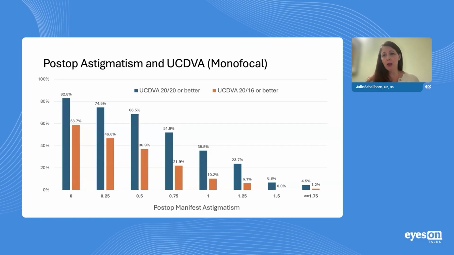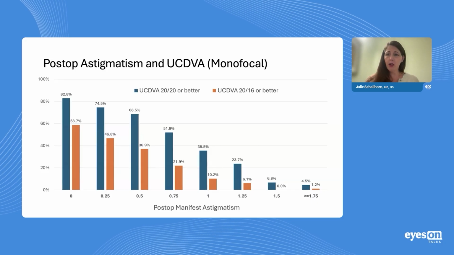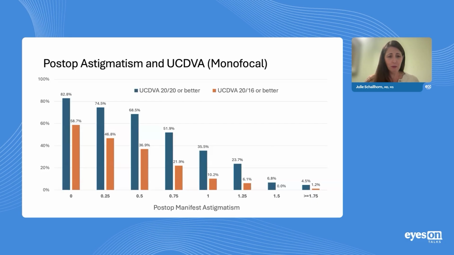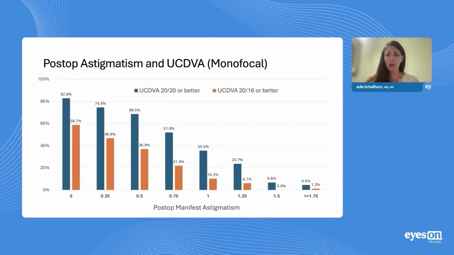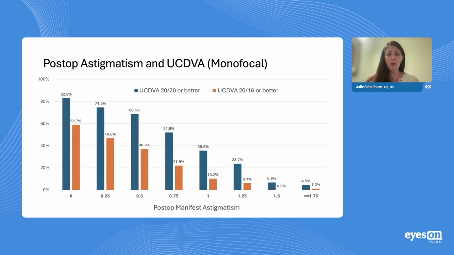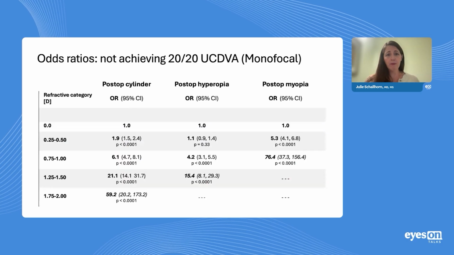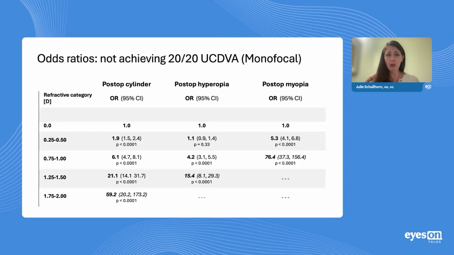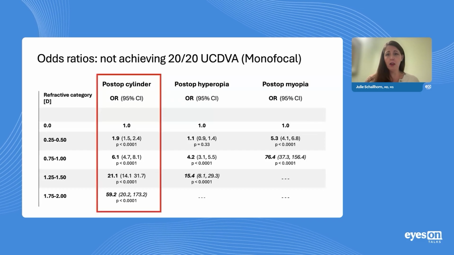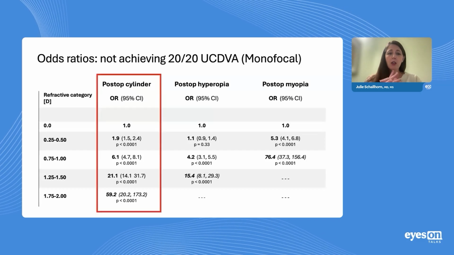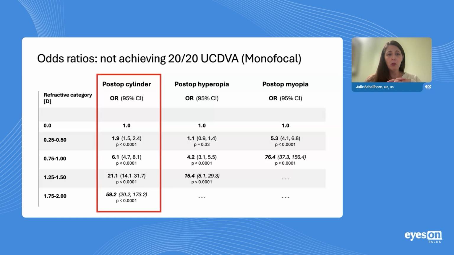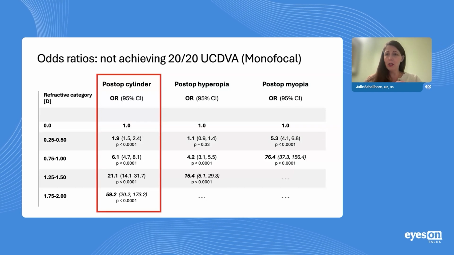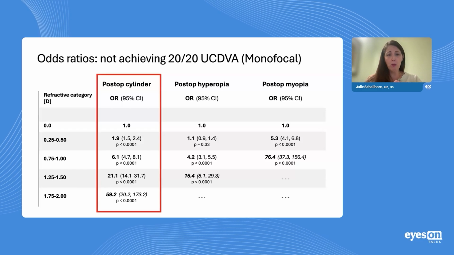This was surprising to me because honestly, I thought we would start seeing an effect starting at about 3/4 of a diopter of cylinder. But the fact that it was really dramatic, even going from 0 to a 1/4, I was surprised by that. It has changed my practice. Again, almost identical results when we look at the logistic regression model of not achieving 20/20 uncorrected distance visual acuity. Huge impact with going even from 0 to a 1/4 diopter of residual cylinder. Similar results, almost identical actually, for postoperative hyperopia and postoperative myopia.